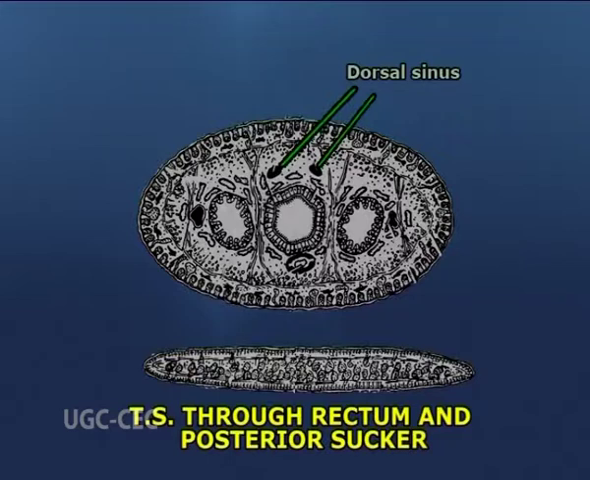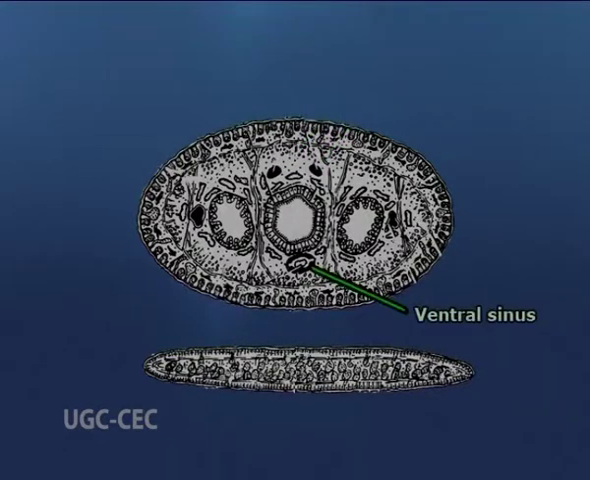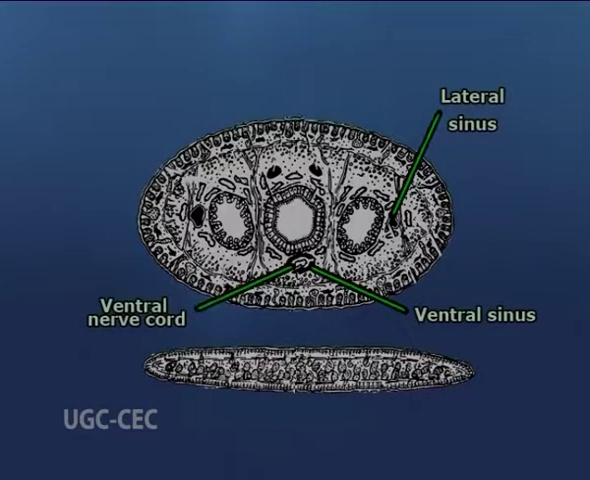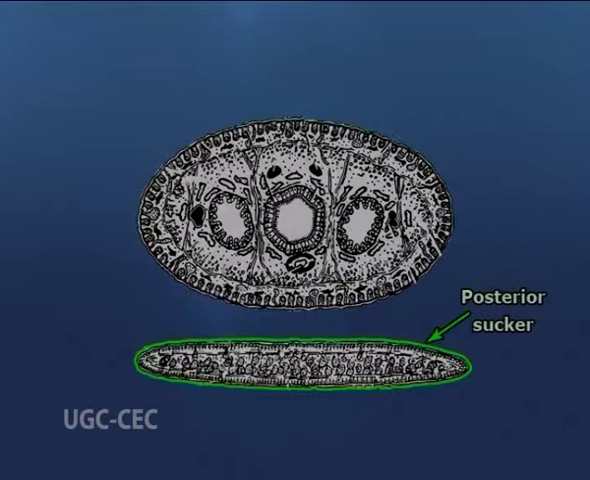Section also shows the presence of dorsal sinus, ventral sinus, lateral sinus and ventral nerve cord. Section of the posterior sucker is found below the body section. It shows the presence of cuticle, epidermis, circular muscle layer and longitudinal muscle layer.